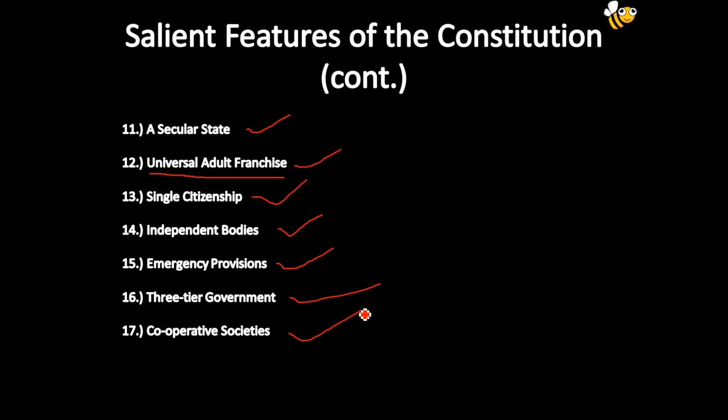So these are the salient features of the constitution. So now we have discussed all the features briefly. Now we will see that besides all the features in our constitution, there is also criticism regarding our constitution. So let's discuss that.